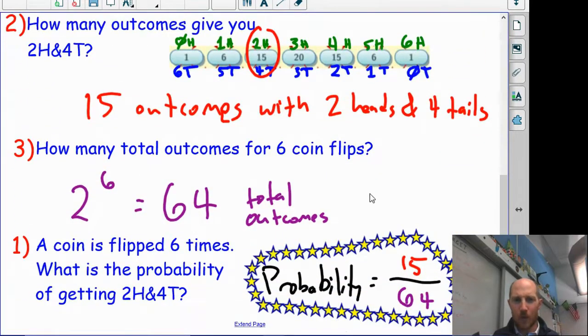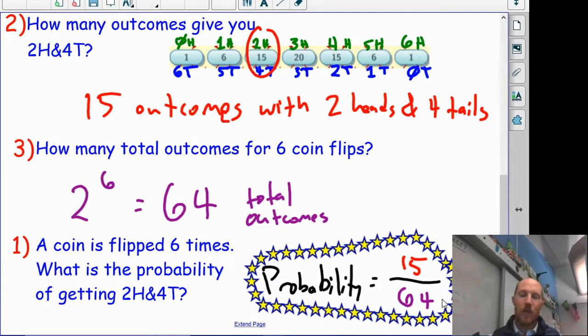Okay, where'd the 64 come from? Well, I broke this apart into smaller bits. So we've got the 15 outcomes we just talked about. 2 to the power of 6 is going to give us the size of the sample space on 6 coin flips. Each coin has 2 sides, 6 trials, so that's going to be our exponent. It gives me the 64. That's the denominator of my probability fraction.